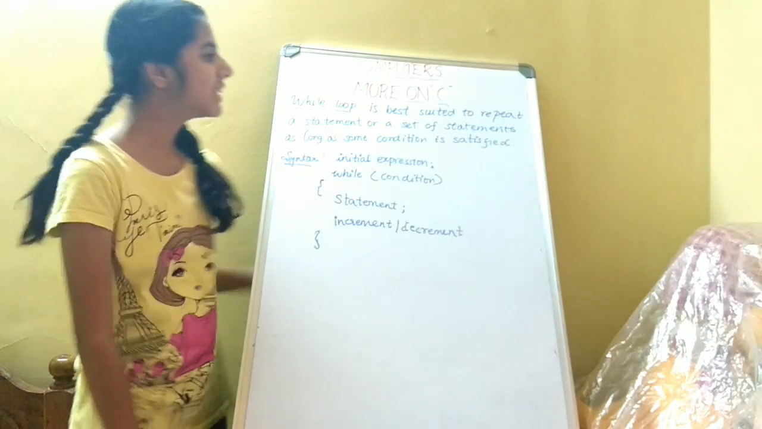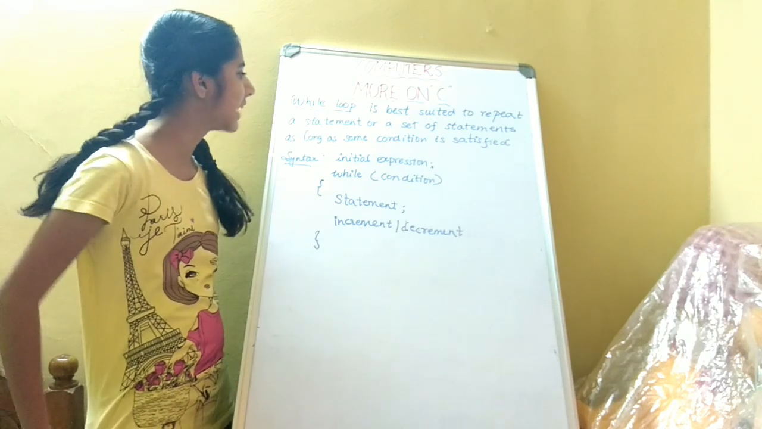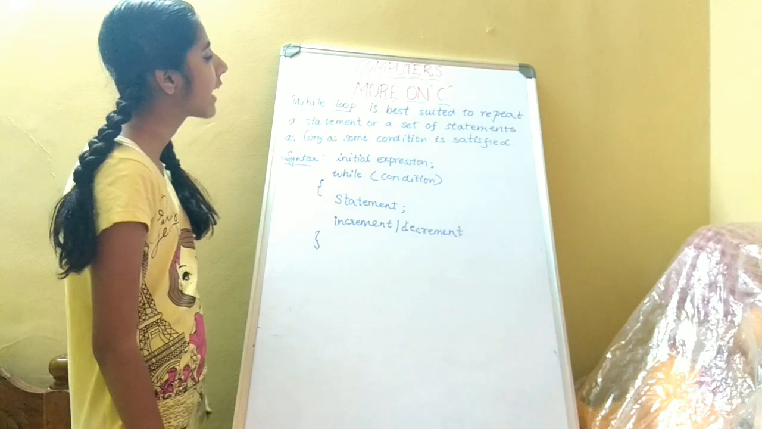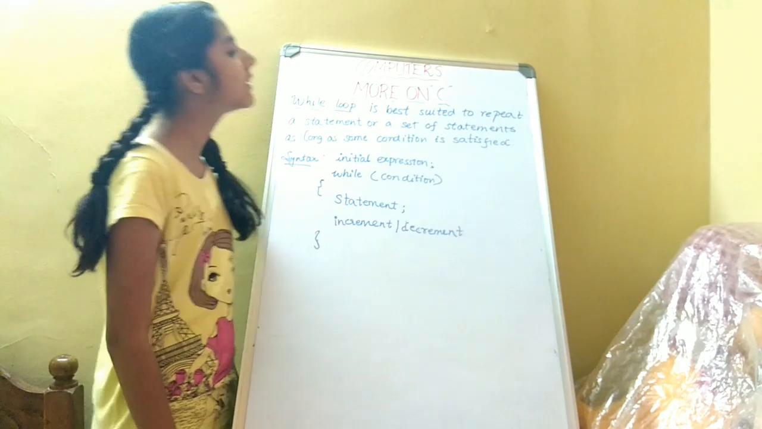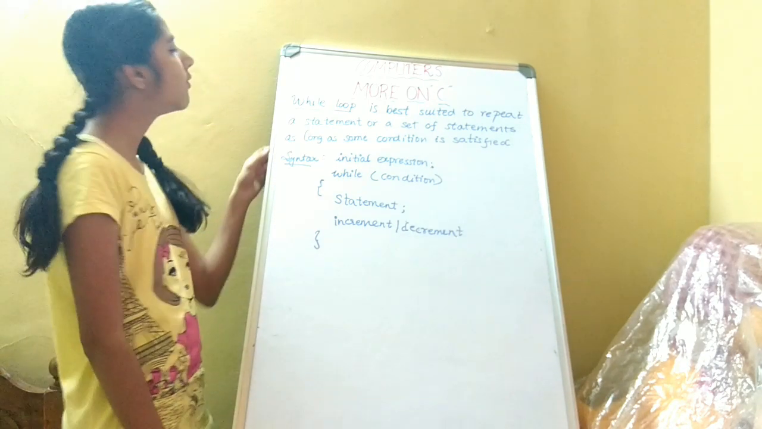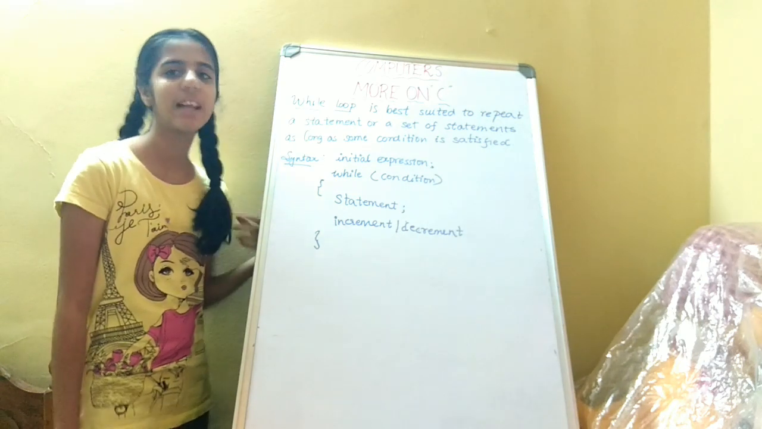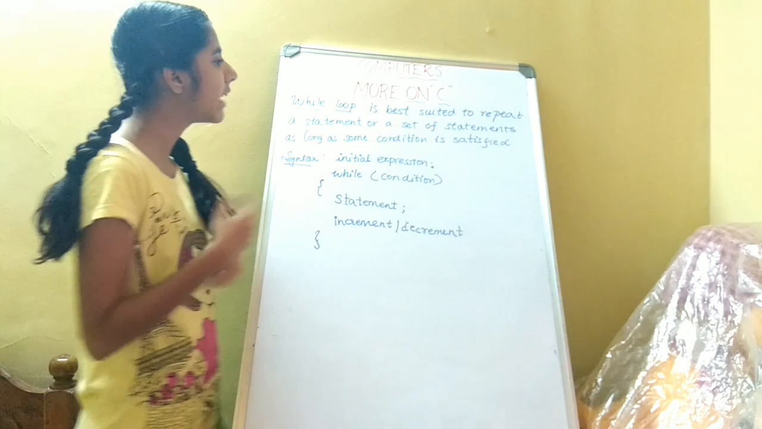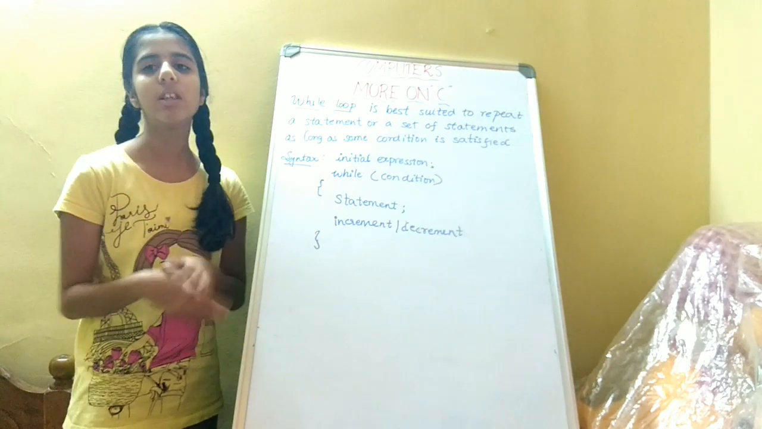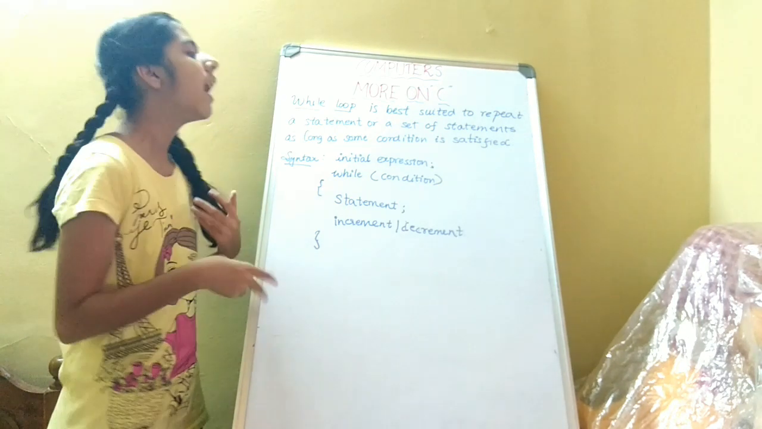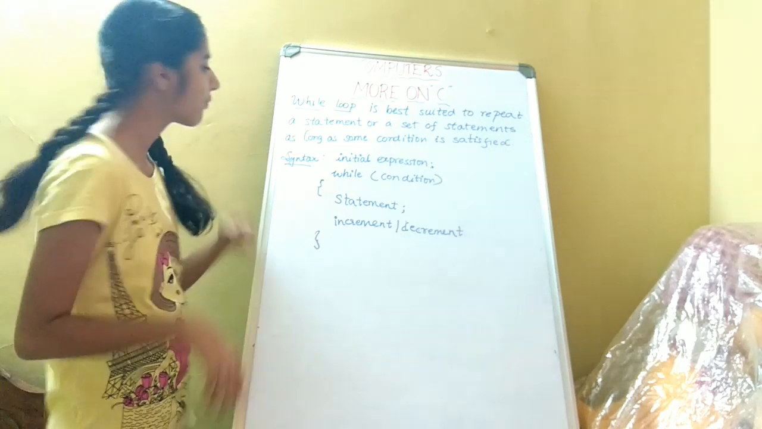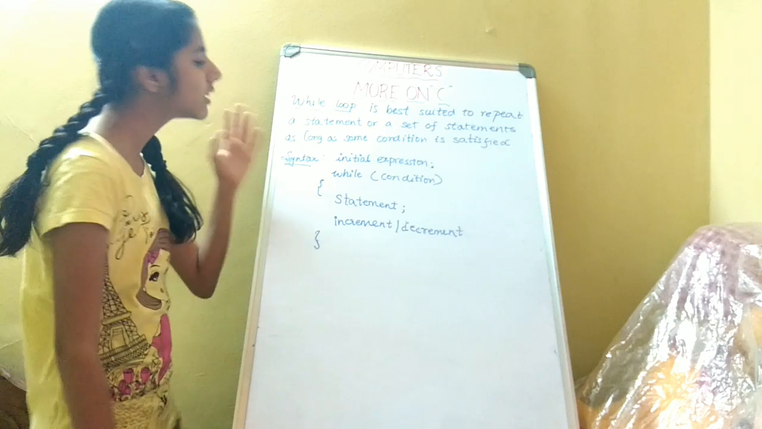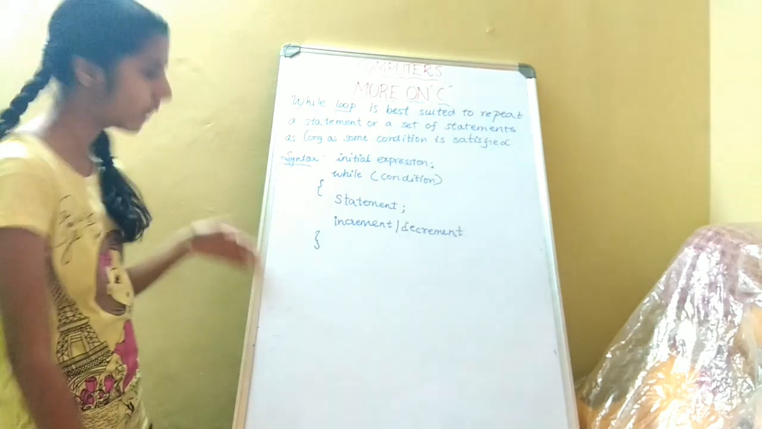While loop is best suited to repeat a statement or a set of statements as long as some condition is satisfied. So the while loop can repeat the statement repeatedly for as long as the condition holds. Syntax: initial expression, while (condition). This whole syntax will be evaluated.